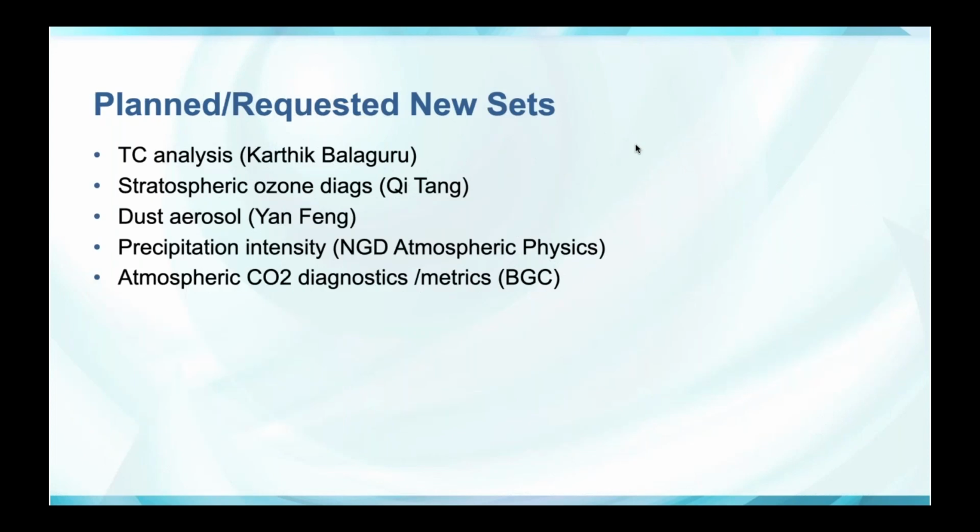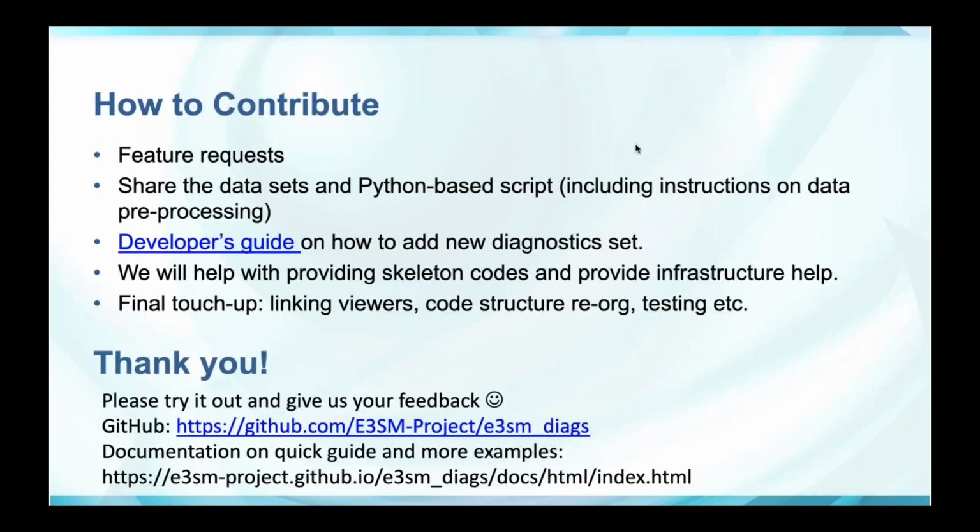And we also have a list of new sets being planned and requested. For instance, tropical cyclone analysis, stratospheric ozone diagnostics, dust aerosol analysis, precipitation intensity, and atmospheric CO2 diagnostics and metrics. The wish list is getting longer, so to speed up the development, we hope more developers will join us.